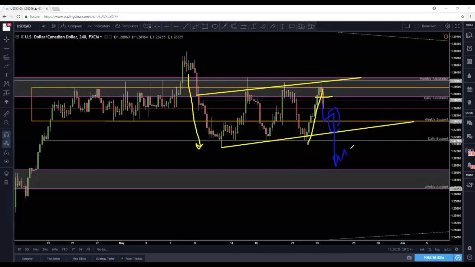From there, followed by a continuation pattern, expect that big trade all the way back down to the weekly support. Is that going to happen? That is a big possibility.